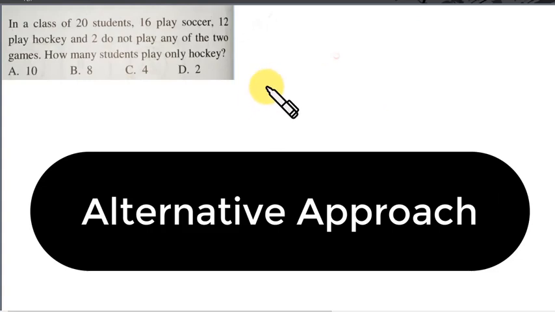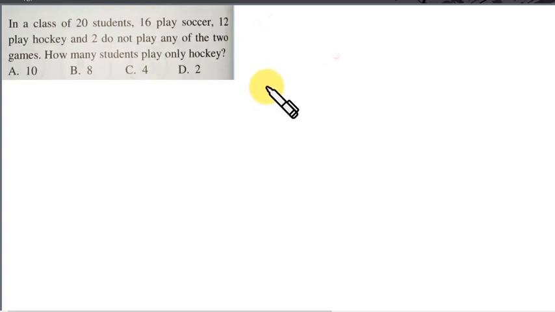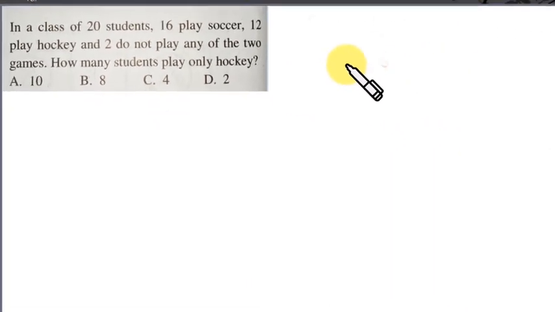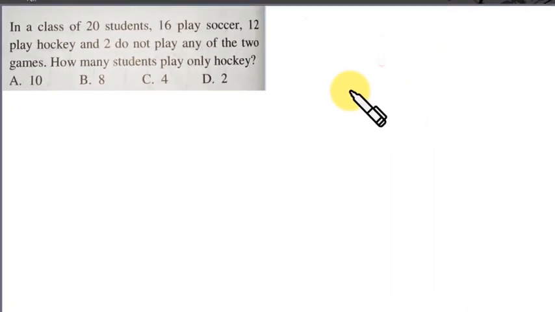All right, so there is also an alternative way of solving this. We are told that in a class of 20 students, 16 play soccer, 12 play hockey, and 2 do not play any of the 2 games. How many students play only hockey? What if we do not want to use a Venn diagram to solve this? We can solve this without using a Venn diagram. Let me put out the data.